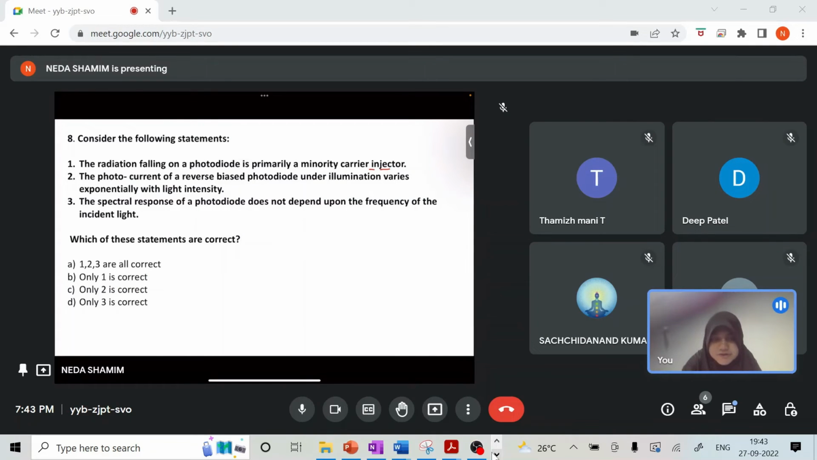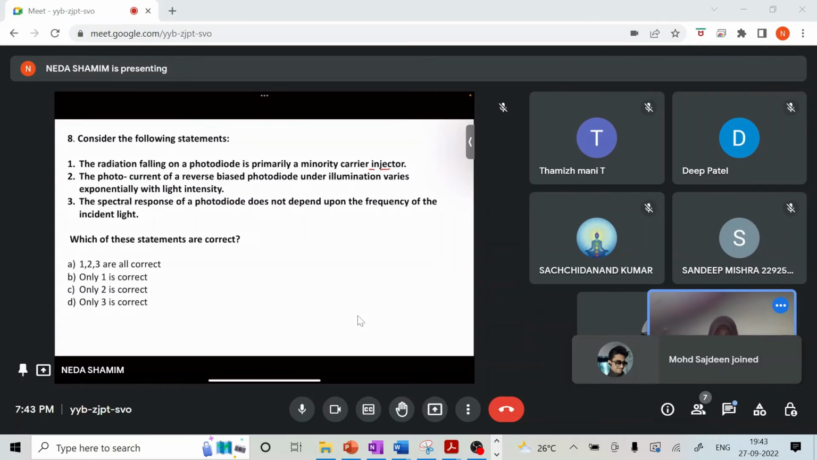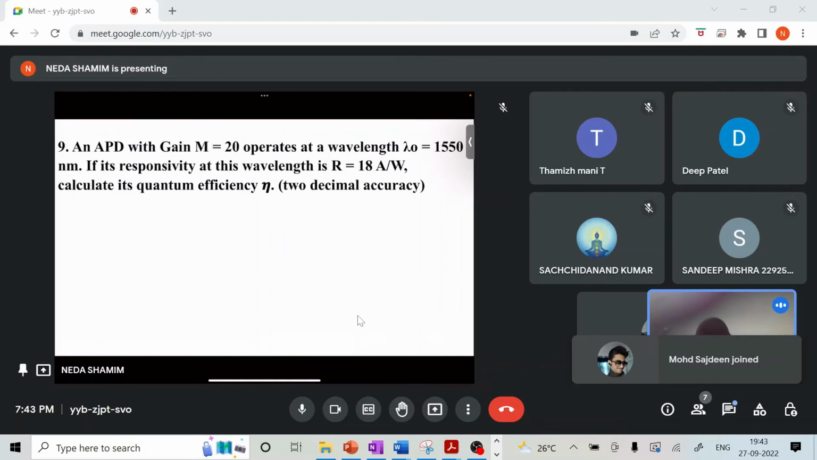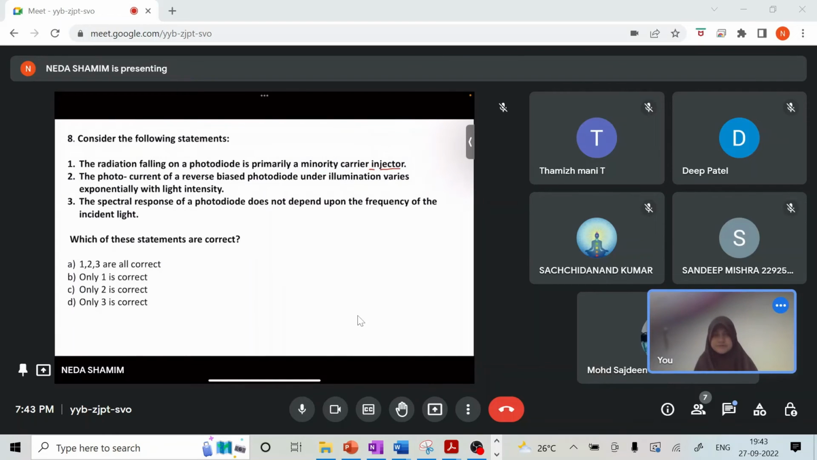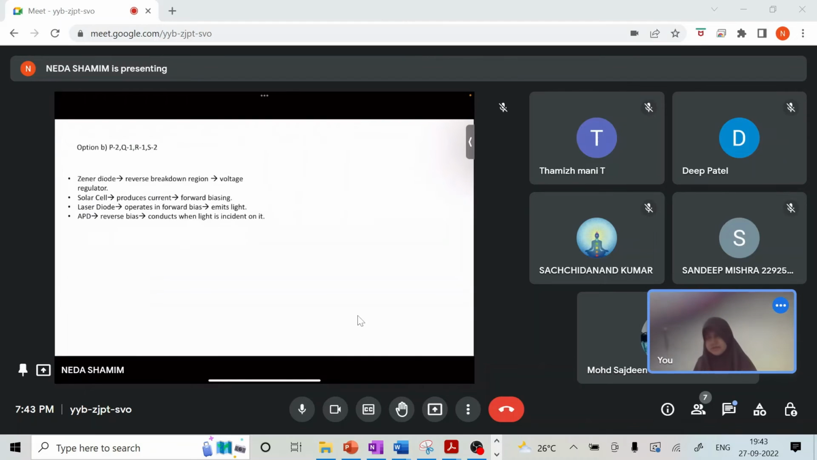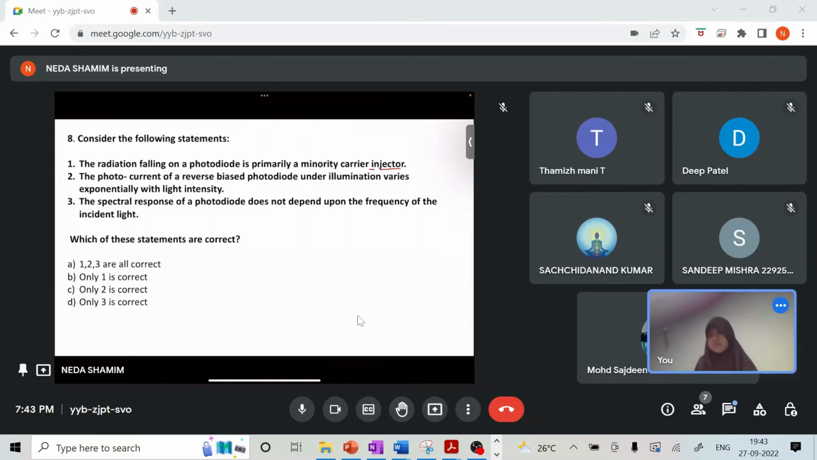Next statement is, the photocurrent of a reverse bias photodiode under illumination varies exponentially with light intensity. And then the next is, the spectral response of a photodiode does not depend upon the frequency of the incident light. Which of these statements are correct? We'll go one by one. The first statement says, radiation falling on a photodiode is primarily a minority carrier injection.